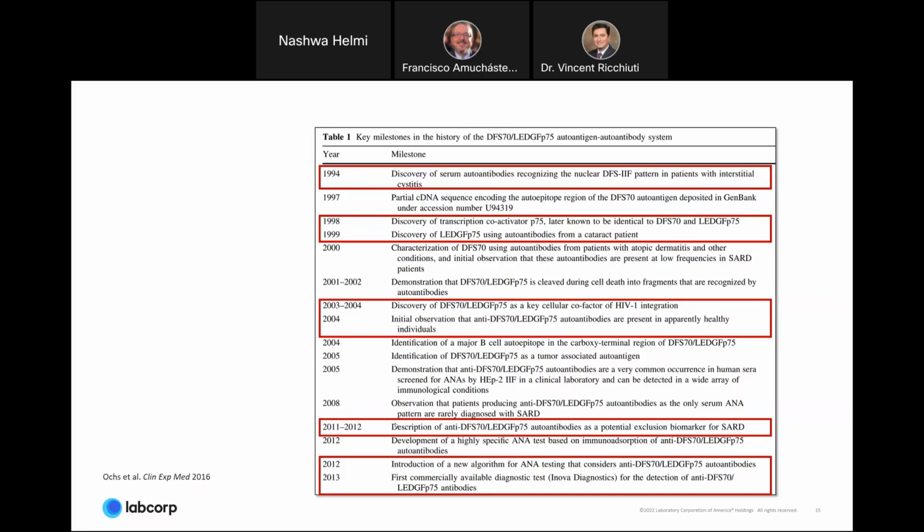In 2010-11, antibodies were described as a potential exclusion biomarker for systemic autoimmune rheumatic disease, and then came the development of algorithms including anti-DFS70 antibody, and the development of the first commercially available diagnostic test for the anti-DFS70 antibody by Innova Diagnostics, now known as Werfen. And Labcorp performed the Werfen test or Innova test at this time.